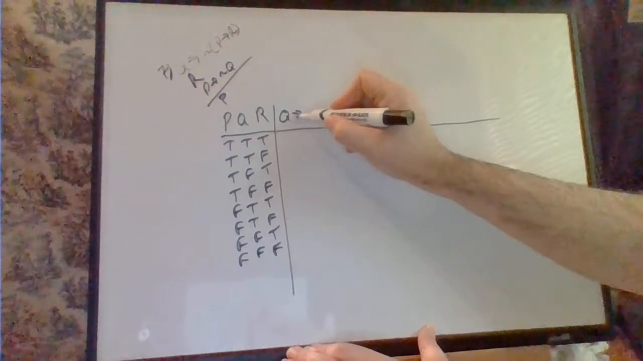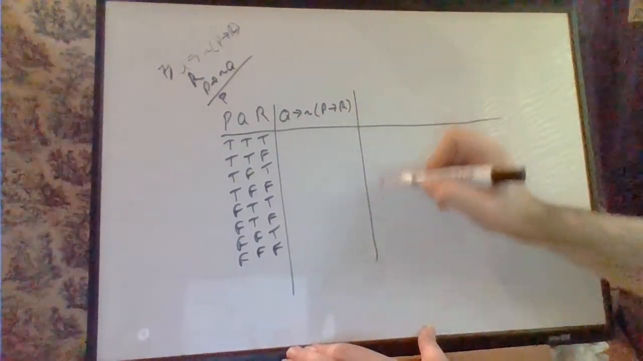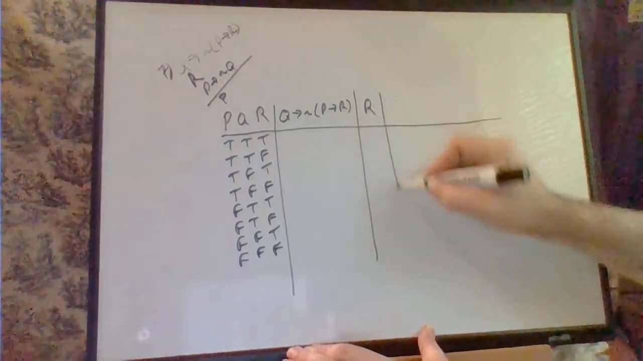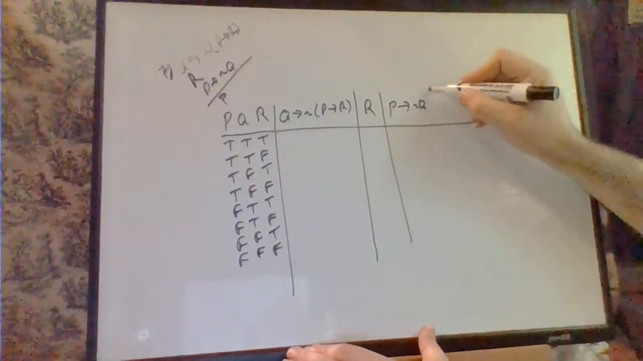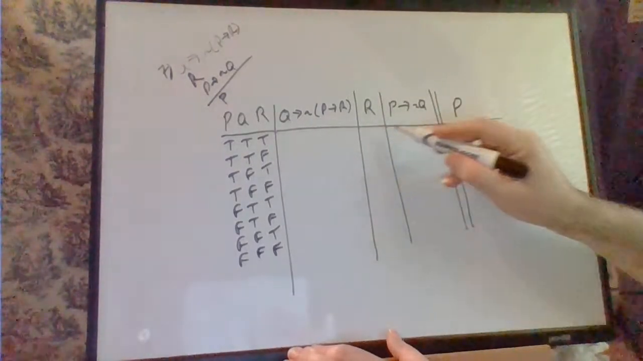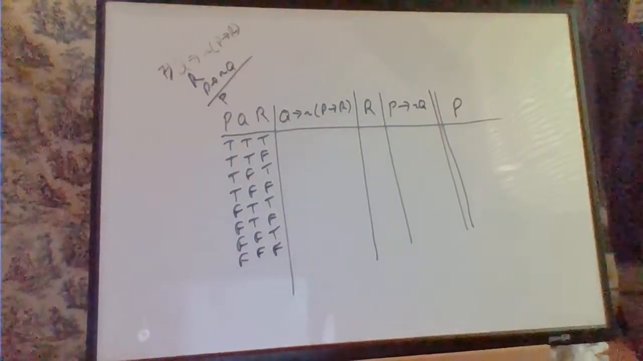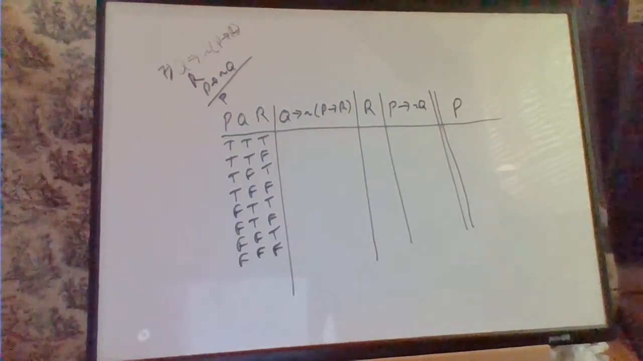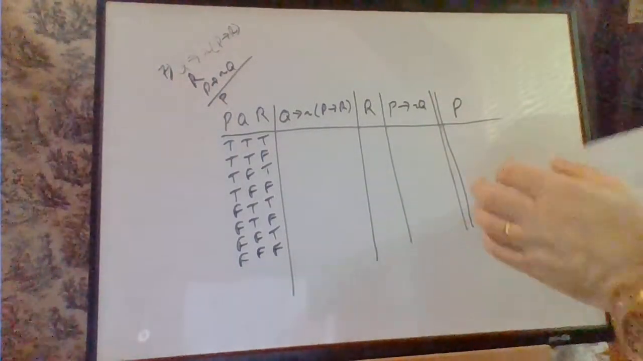First premise, if Q then not P then R. Second premise is R. Third is if P then not Q, therefore P. Now, even though there are three premises leading to the conclusion, don't let that throw you. It's still the same rule. You're looking for all premises to be true with the conclusion to be false.